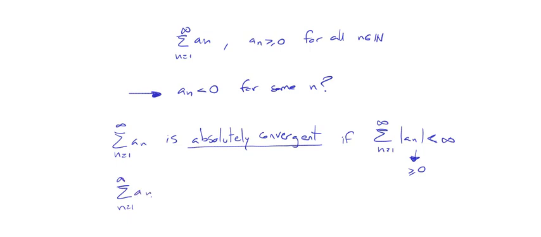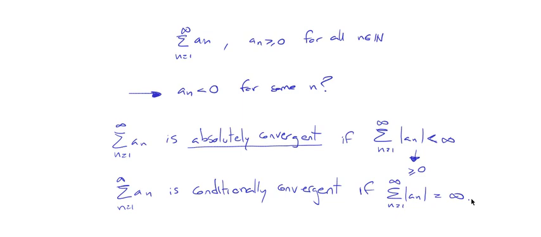So a series is conditionally convergent if the series of the absolute values is divergent. Now conditionally convergent series are interesting because they converge to a value, but that value can change if we change the order of the terms in the sum, which is nuts. It's crazy. You're just saying, what did I say, right?